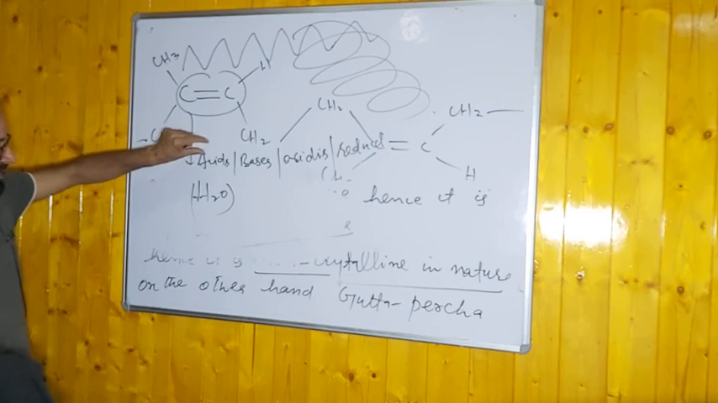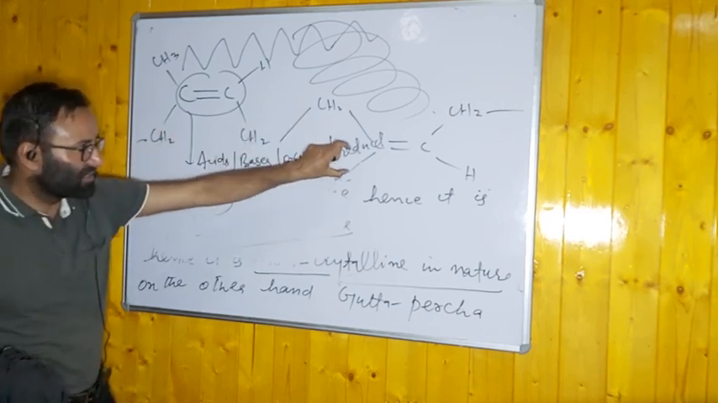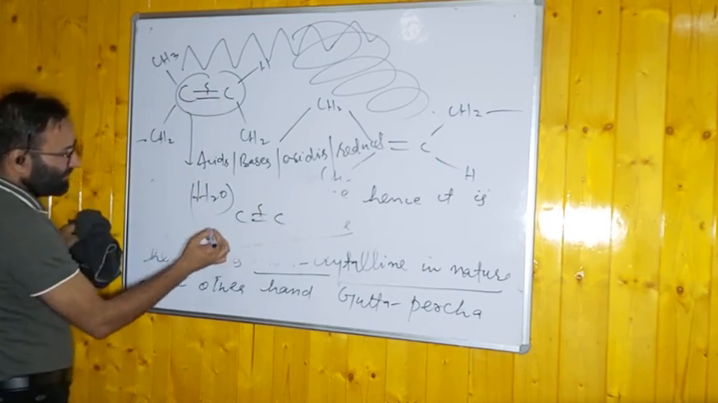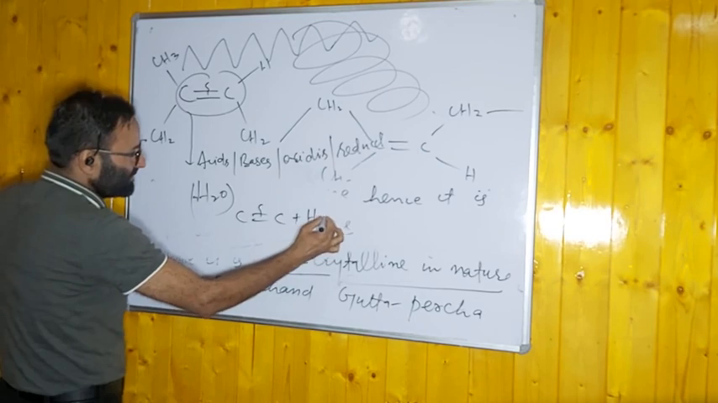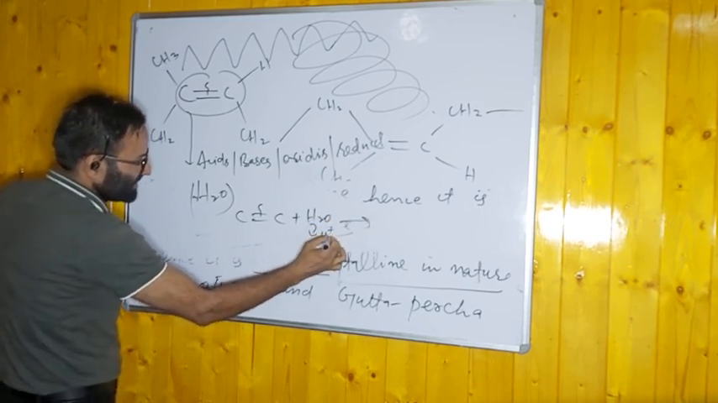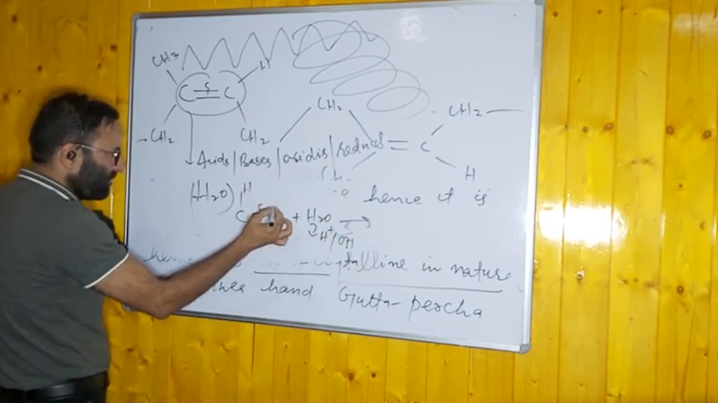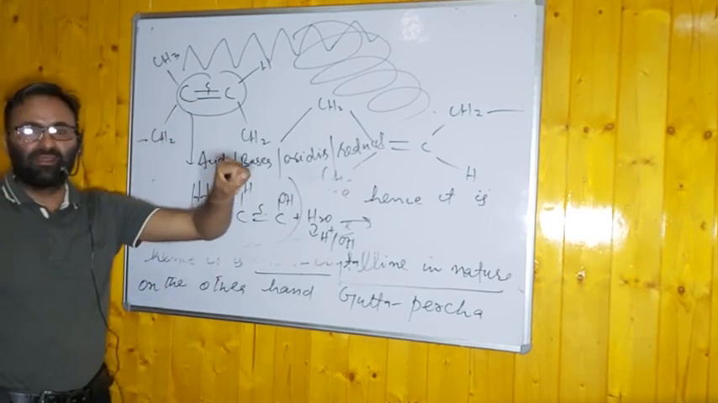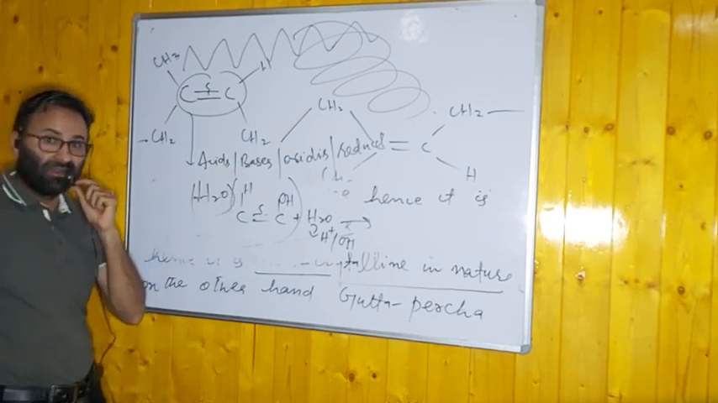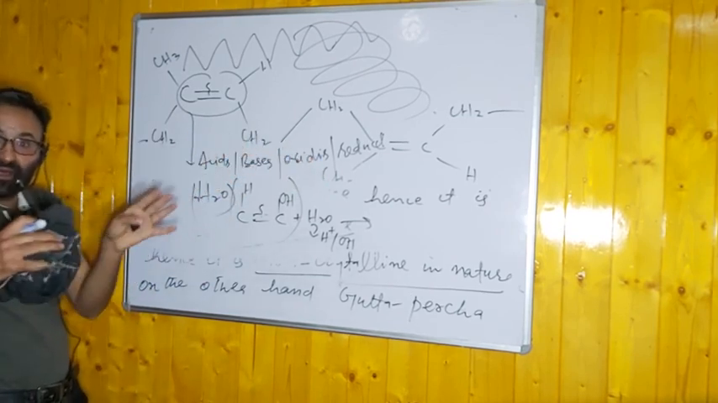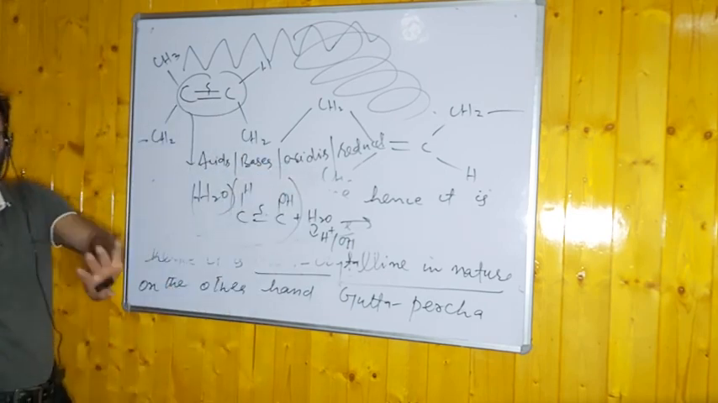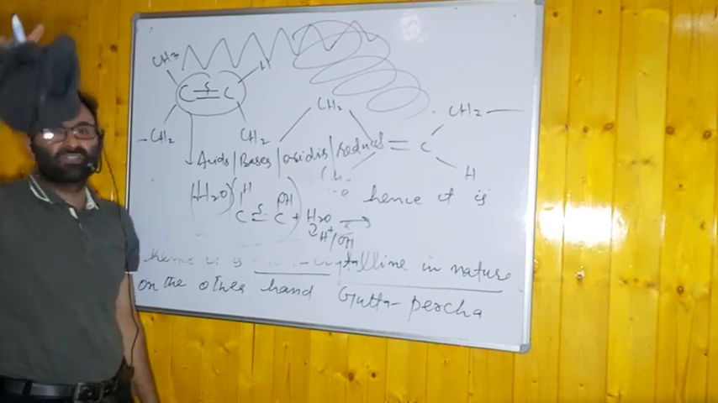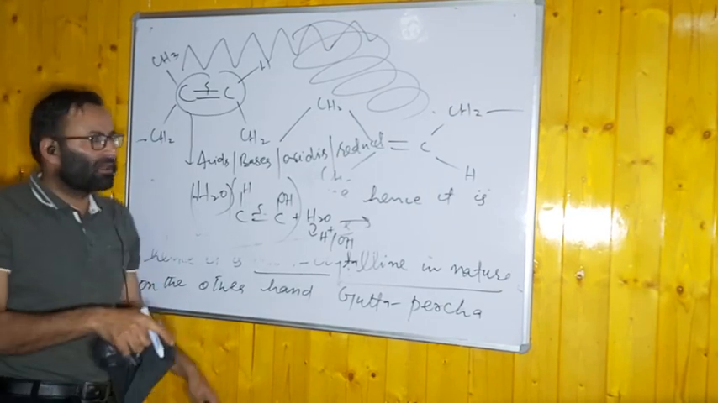Because of the presence of double bonds in natural rubber, it has many problems. First, it is attacked by acids, bases, oxidizing agents, and reducing agents. The double bond can break. Water can add: H plus can go here, OH minus can go here. So natural rubber has a great degree of water absorption. Moreover, when the temperature increases, its elasticity changes. There are a number of problems associated with natural rubber, hence it cannot be used as such.